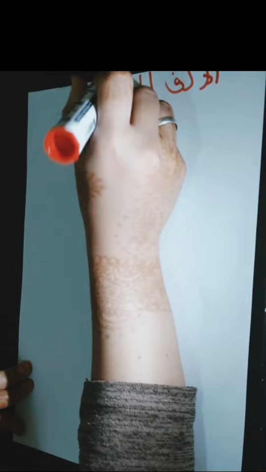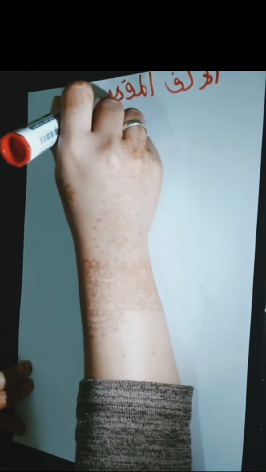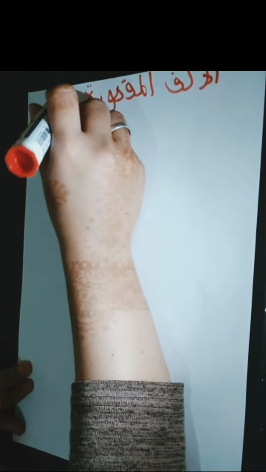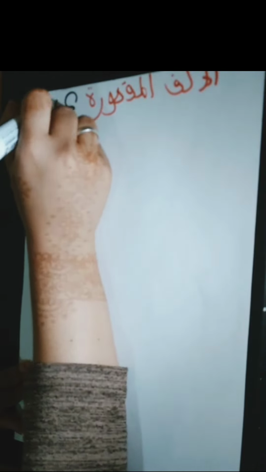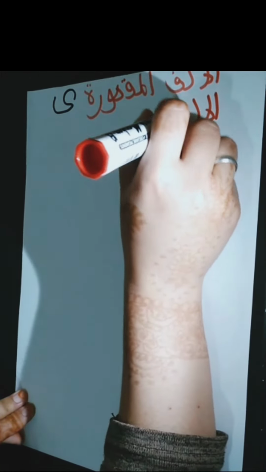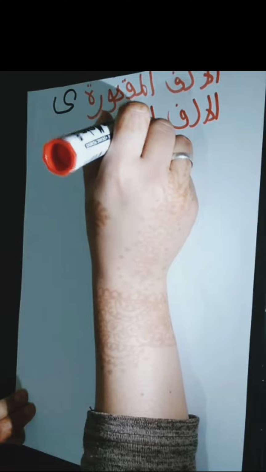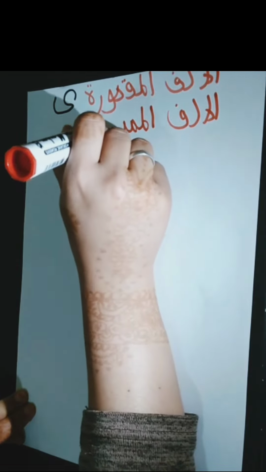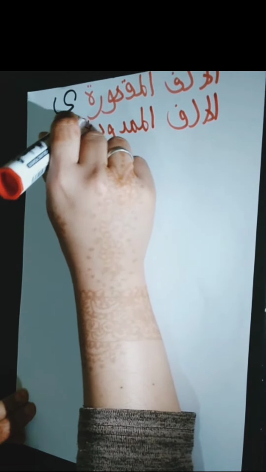One thing about الألف المقصورة: it's like the letter ya, but it doesn't have two points under it. And we will move to الألف الممدودة. It's the same thing as الألف المقصورة. It's like الألف, but it has الهمزة. Okay, it's like that, guys.